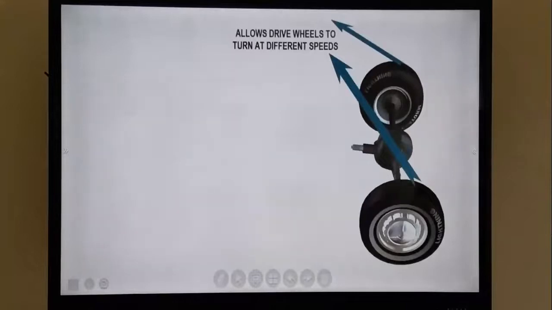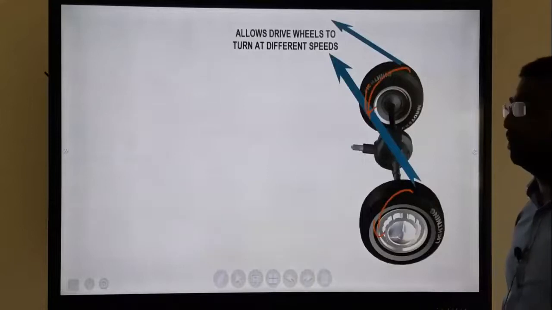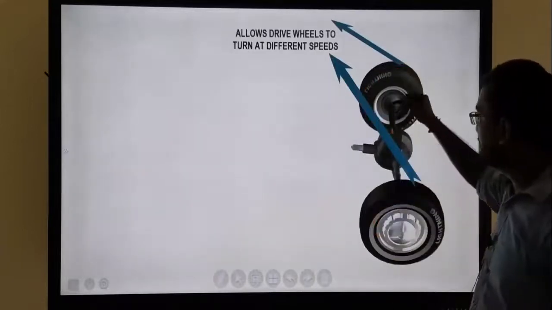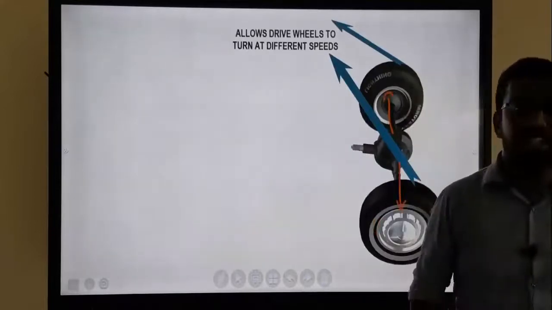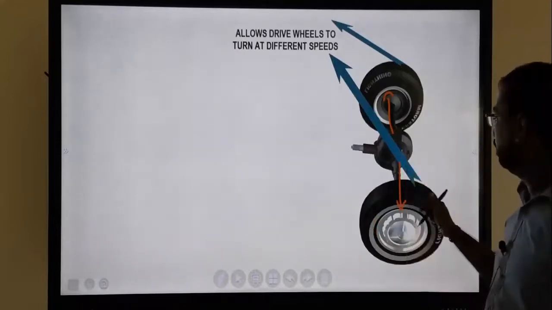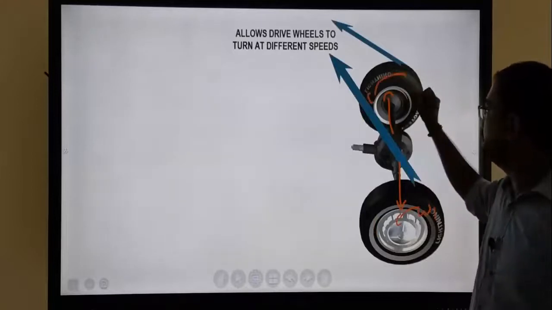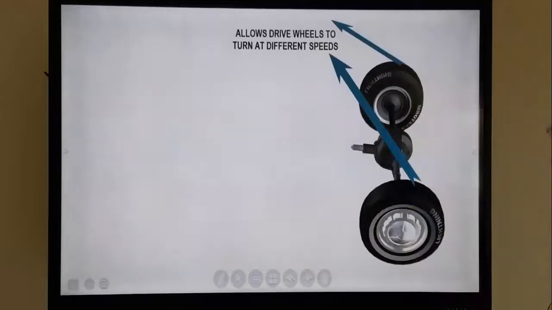So the main function of this differential is to allow the drive wheels to turn at different speeds. That means this differential separates these drive lines. The drive lines act independently, so it maintains the different speeds. This is omega 1, this is omega 2, different speeds. So what is the reason for this? Why do we need different speeds?